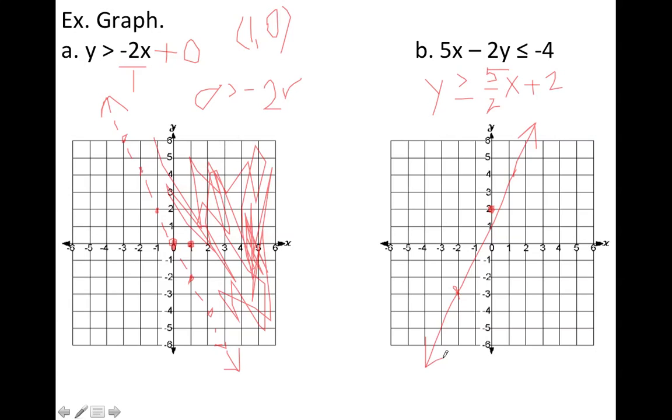Next we have to figure out which way to shade. Since our graph does not go through the point 0, 0, I'm going to plug that point in. That's the easiest one to plug in because this will become 0, this will become 0, and we're left with, is 0 less than or equal to negative 4? Is that true? It is not. Since it is not true, we shade the region opposite that test point, so we shade up above our line here.